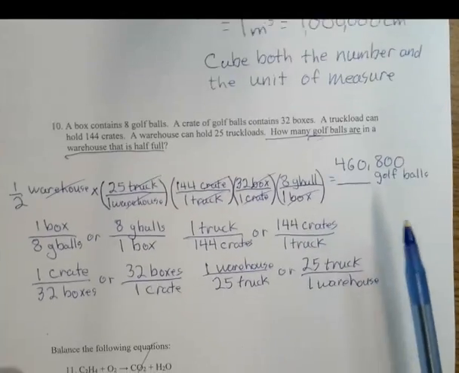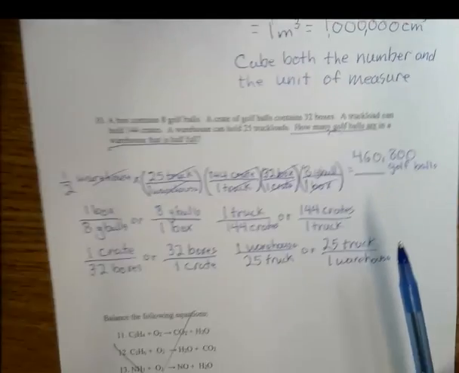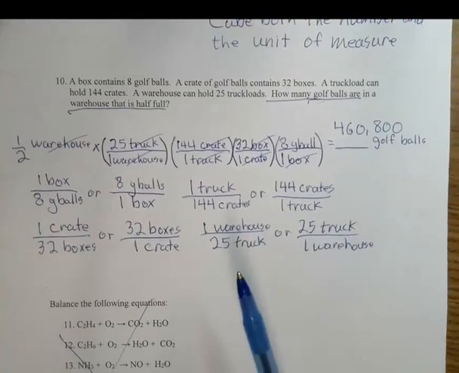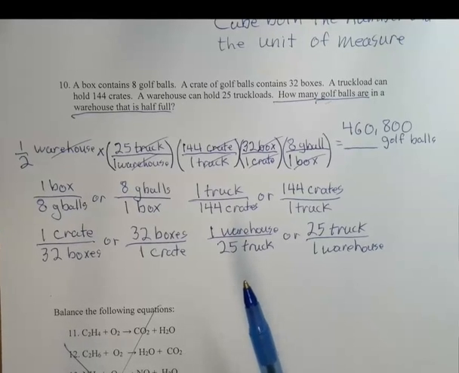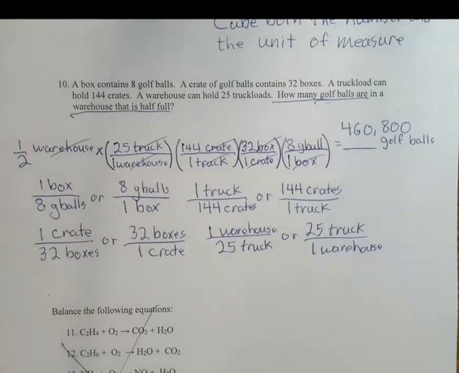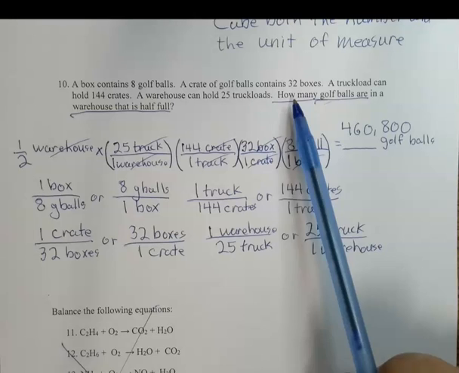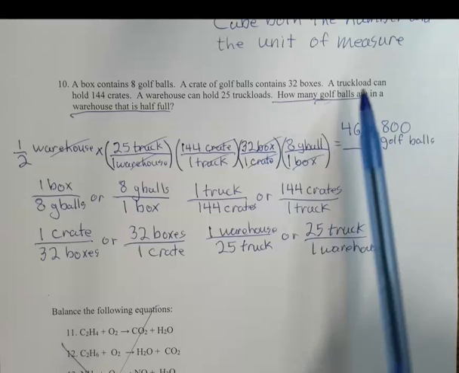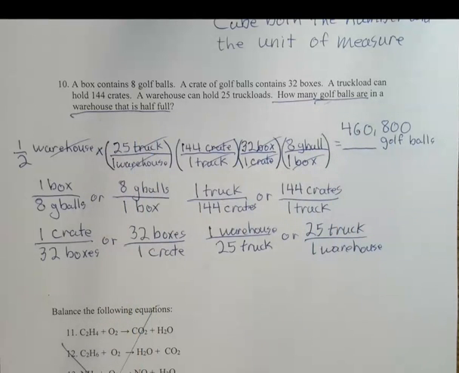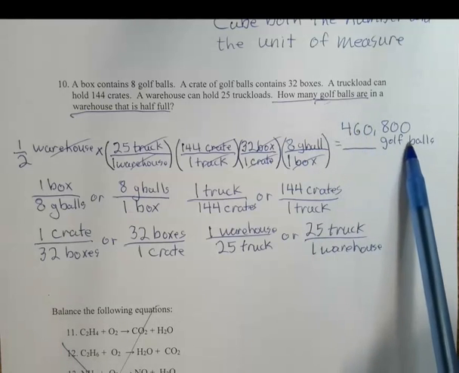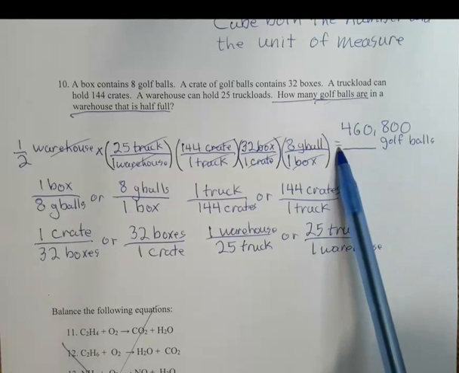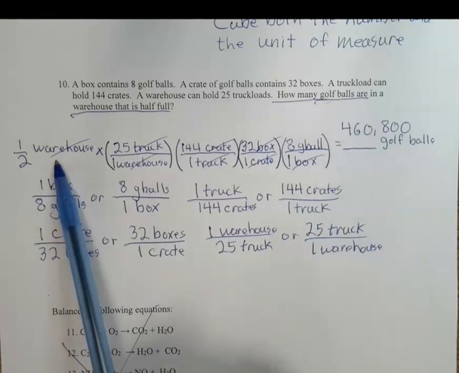Okay, let's finish up down here. This one's not too different from Usain Bolt. It's just a lot of conversions. The tricky part, I think, is at the beginning, deciding what the question's asking for and what it gives you. So I'm going to skip right to that part. The question is this: how many golf balls are in a warehouse that is half full? Way over here on the right, we're looking for some number of golf balls, and way over here on the left, we're given a number.